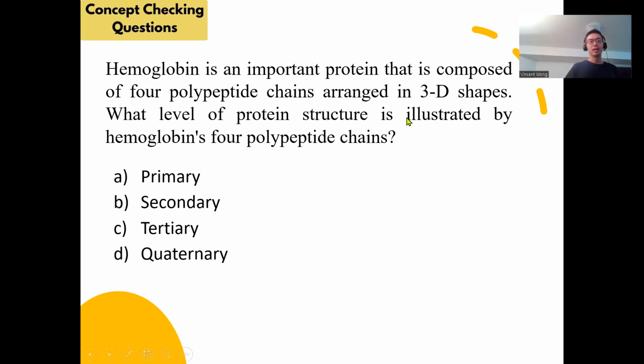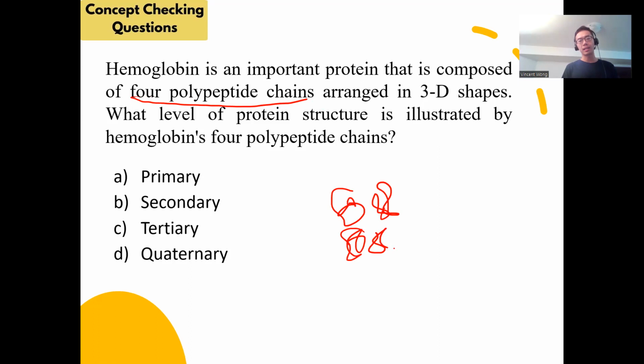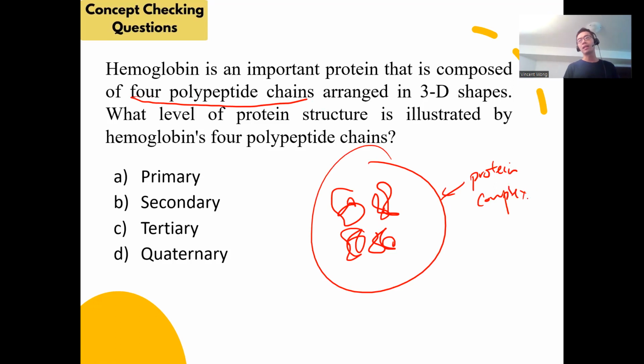But that's incorrect because here it says the hemoglobin is composed of 4 polypeptide chains, right? So it's 4 things together. 4 peptides together to form a protein complex. And any protein that has multiple pieces to it, we refer to it as the quaternary structure. All right. I hope that makes sense. If you see this question, make sure you read it carefully.